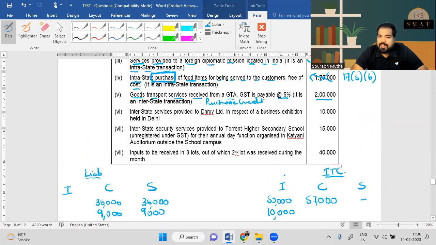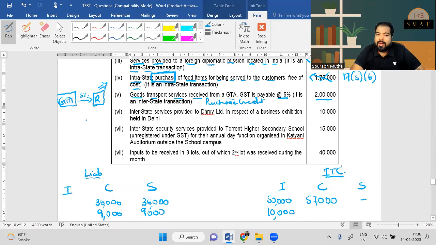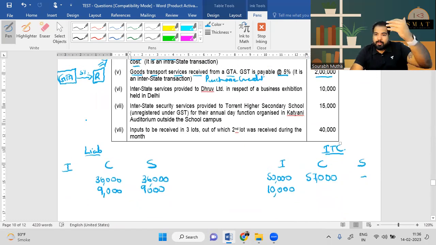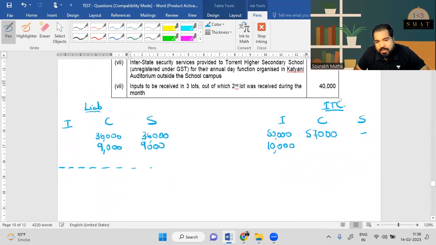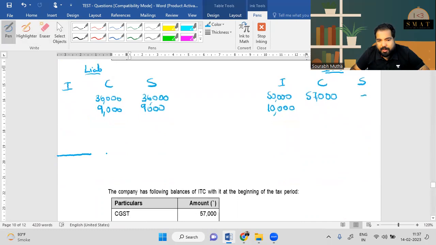But remember, guys, in GTA, RCM applies. So if you're the recipient and this is a GTA and he is charging GST at the rate of 5%, then you will have to pay this to the government. So this 10,000, of course, it's a purchase, so you will get credit. But instead of paying the GTA, you have to pay to the government. So this IGST you have to pay to the government. I'm just making a small bifurcation here because this RCM has to be paid only in cash. This 10,000 of IGST is RCM and has to be paid using the cash ledger.